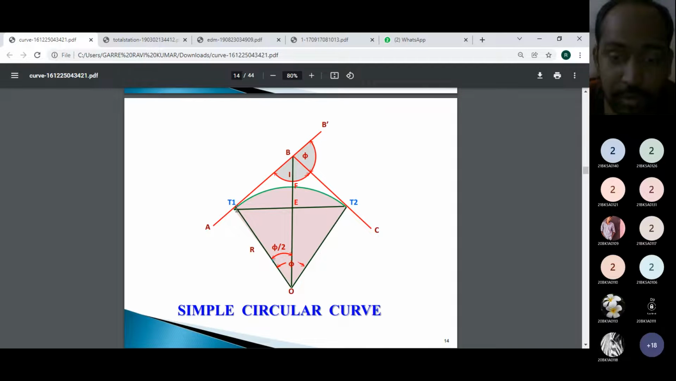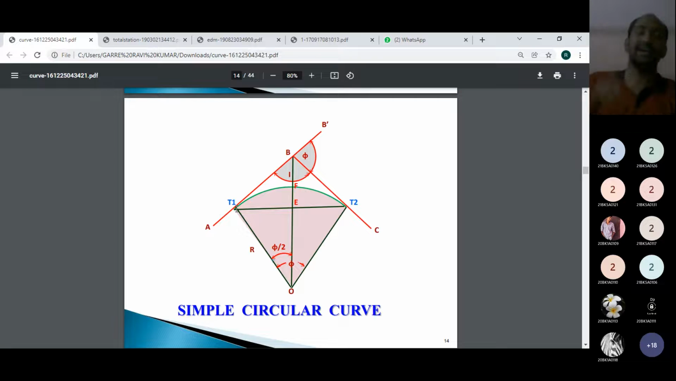One more thing I told you: if you take a circle, every circle has a center. Here O is the point that can be considered as the center of the circle. But here we don't have the complete circle, we have only an arc of a circle, that is the curve. That's why O can be considered as the center of the curve, and the line from O to T1 is the radius, designated as R.